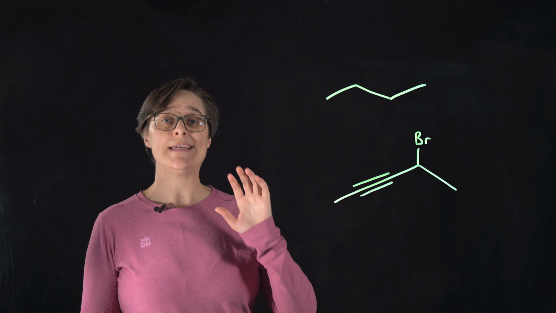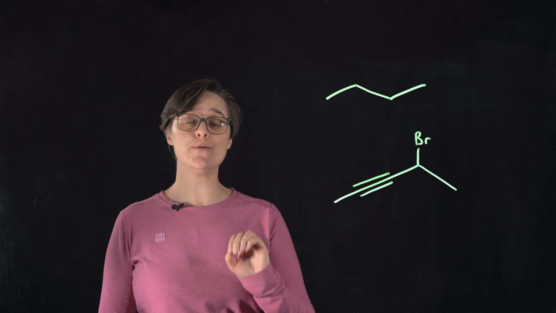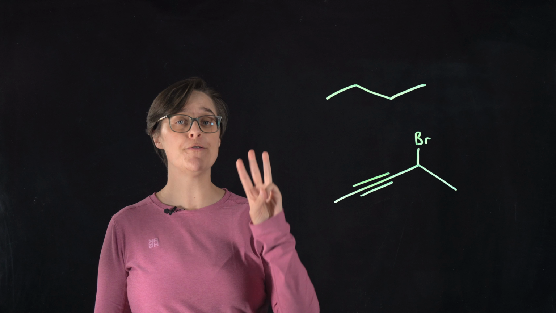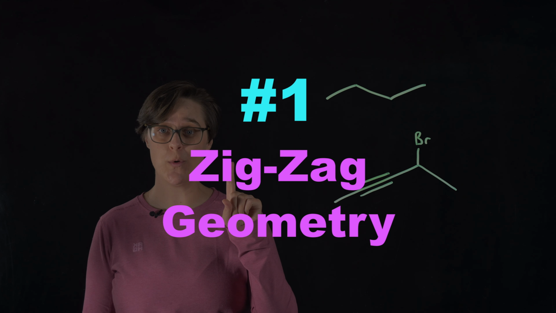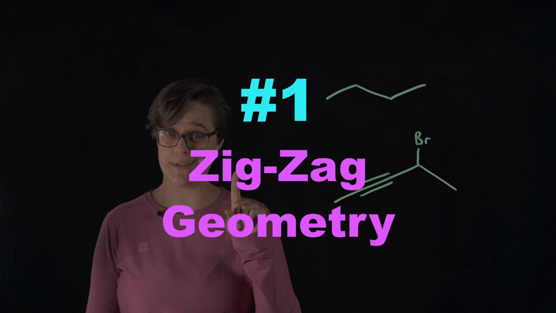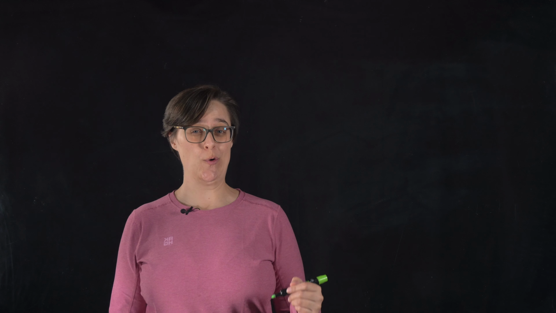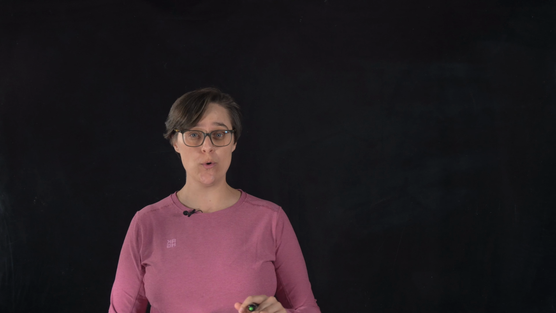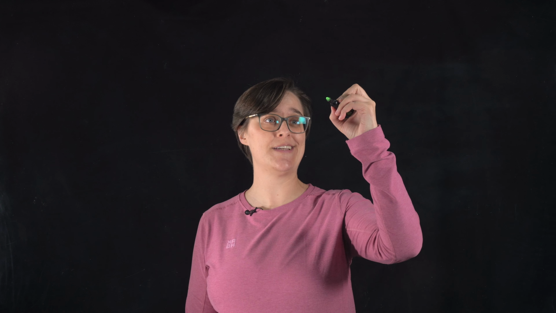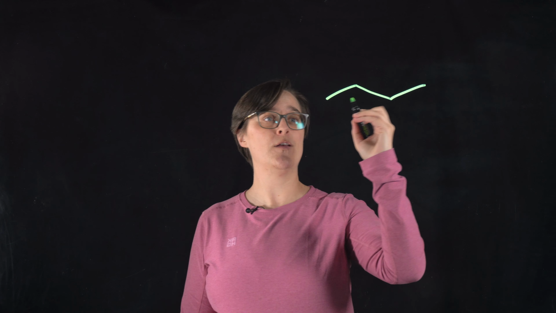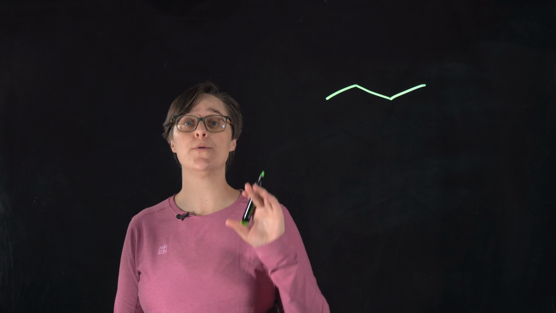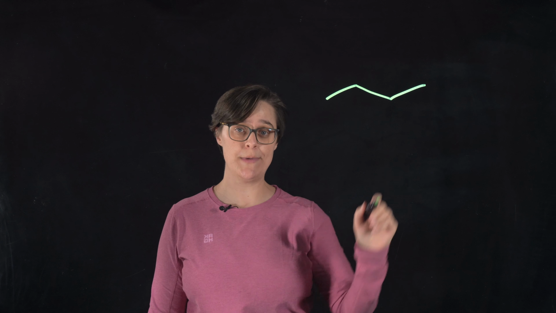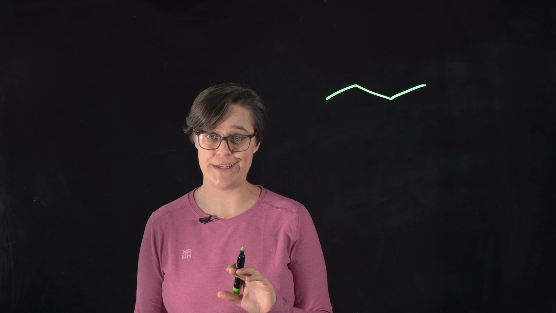Skeletal structure is a specialized shorthand used to save time. And there are 3 rules that you need in order to be able to read this. Rule number 1 is zigzag geometry. Unless there's a triple bond or back-to-back double bonds, we don't draw straight lines. We draw zigzags. So the beginning, angle change, and end of each line are the locations of carbons. So this molecule has 4 carbons in a chain.